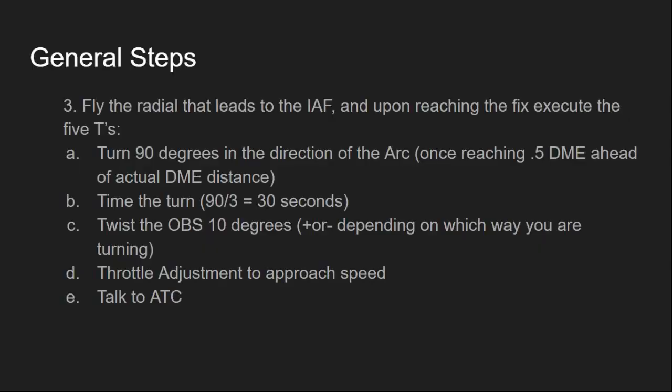Okay, step 3. You're going to fly the radial that leads to the initial approach fix, and upon reaching the fix, you're going to execute what's called the 5 T's. The 5 T's are as follows: turn, time, twist, throttle, and tuck. You're going to turn 90 degrees in the direction of the arc. You're going to time the turn. You're going to twist the OBS 10 degrees depending on which way you're turning. You're going to make a throttle or power adjustment to a specific speed for your aircraft, and then you're going to talk to ATC.